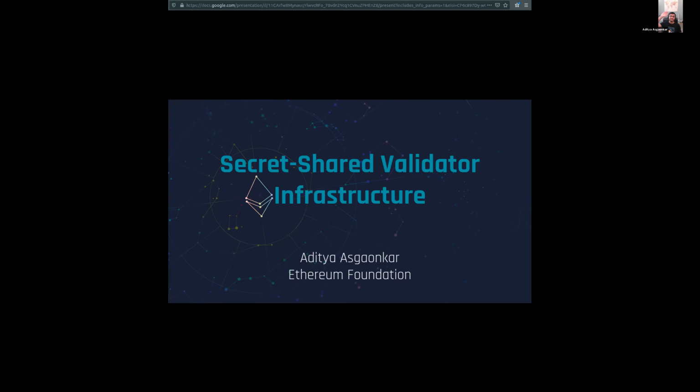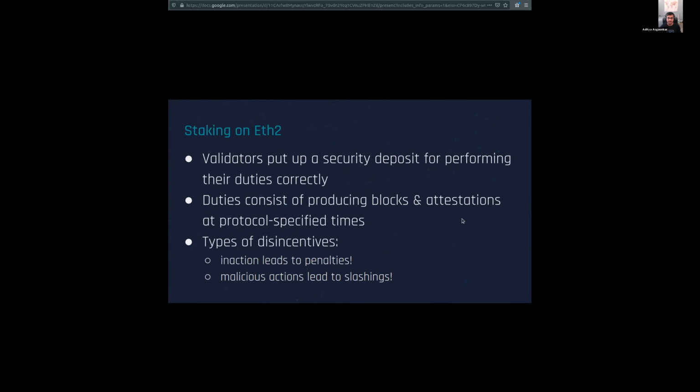Hello, everyone. I'm Aditya. I work on consensus things at the EF, mostly focused on Casper and ETH2. Today, I'm going to be sharing a presentation on secret shared validator infrastructure. So let's dive right into it.